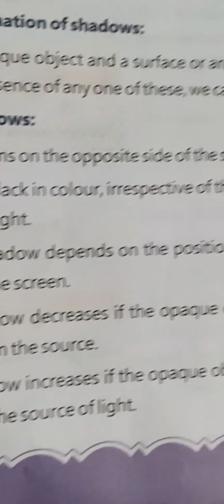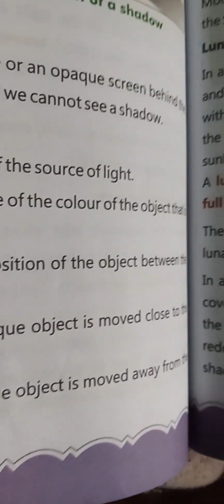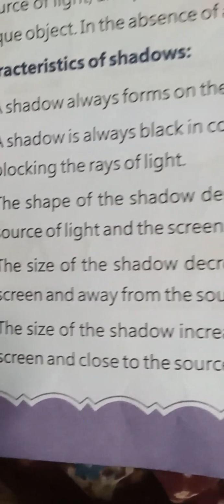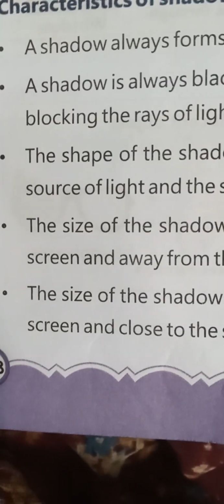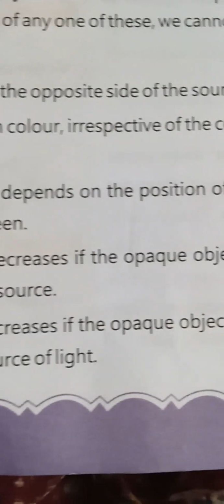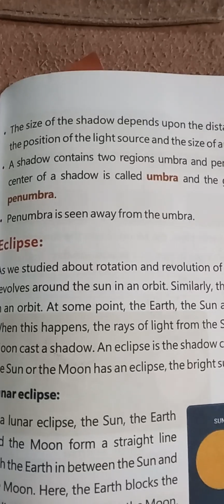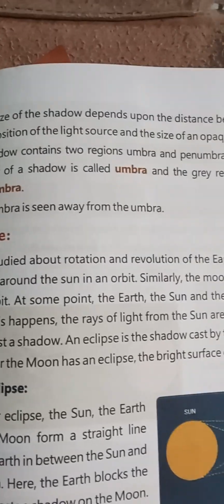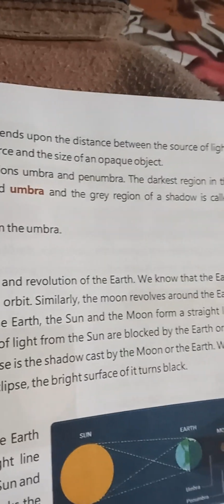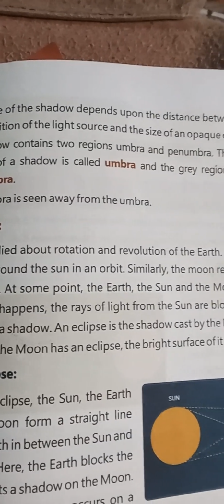The size of the shadow decreases if the opaque object is moved closer to the screen and away from the source. The size of the shadow increases if the opaque object is moved away from the screen and close to the source of light. The size of the shadow depends upon the distance between the source of light, the position of the light source, and the size of the opaque object.